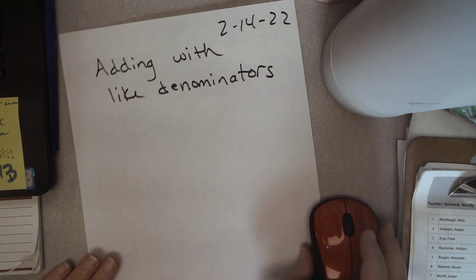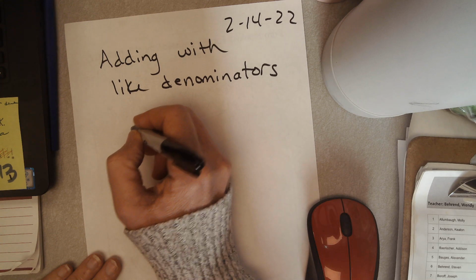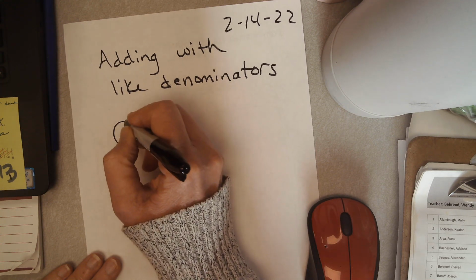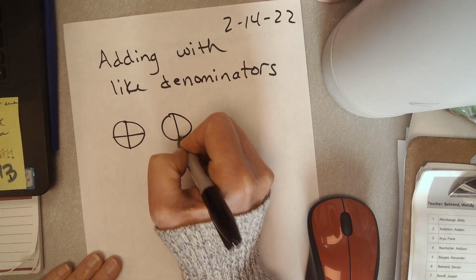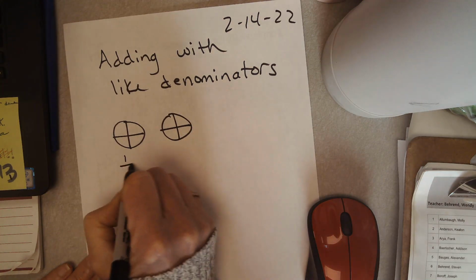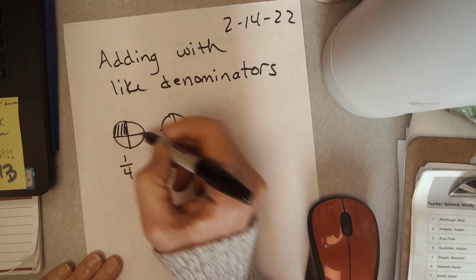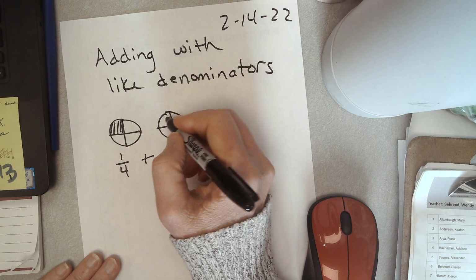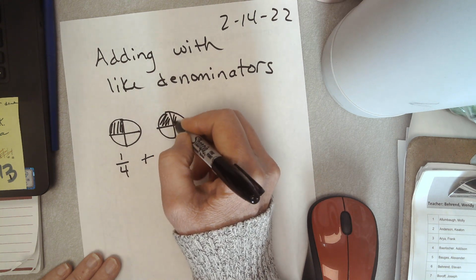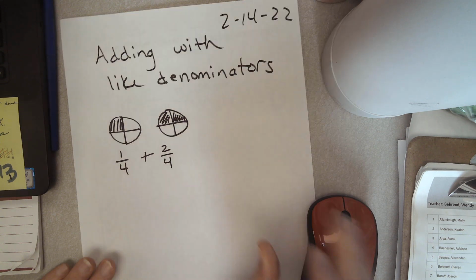Okay, so adding with like denominators. If I have 1/4, so I'm choosing 1 out of a possible 4, and I'm adding that to 2. I'm going to keep it as 2/4. I know it's a half, but we're going to keep it like that.